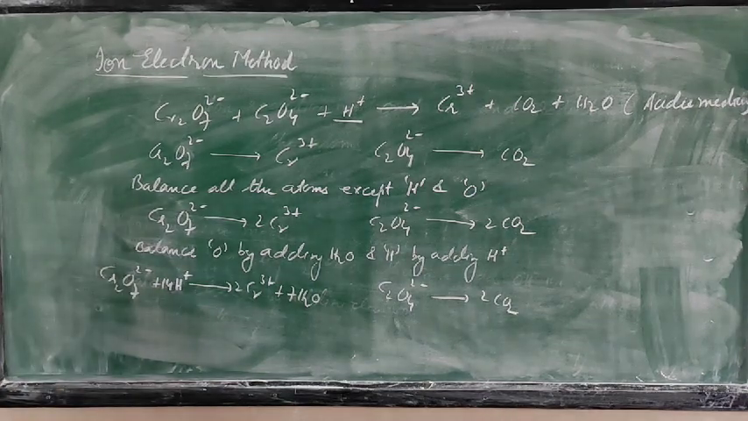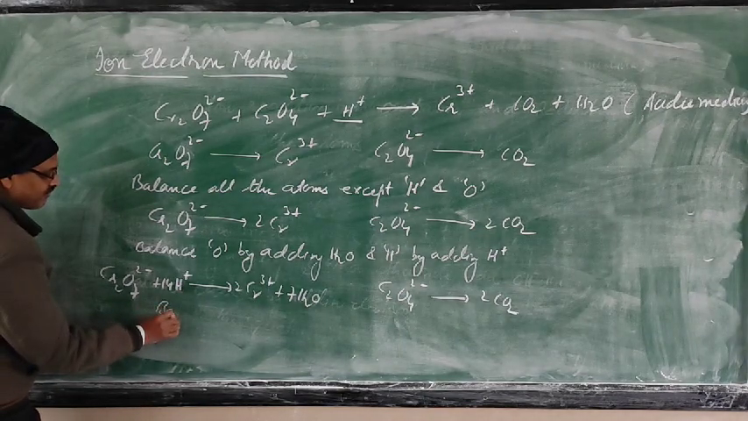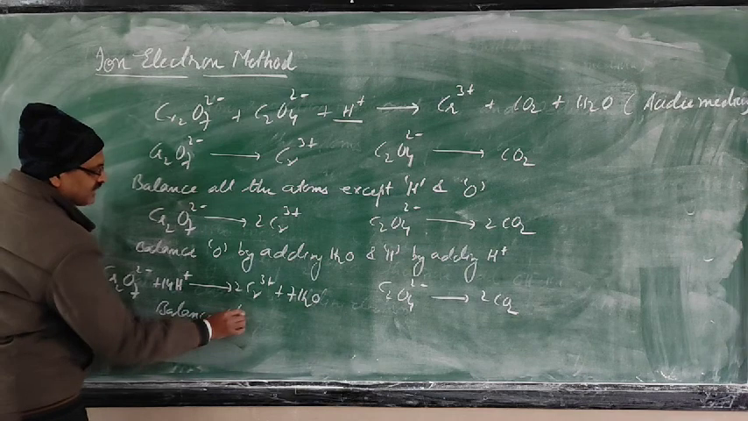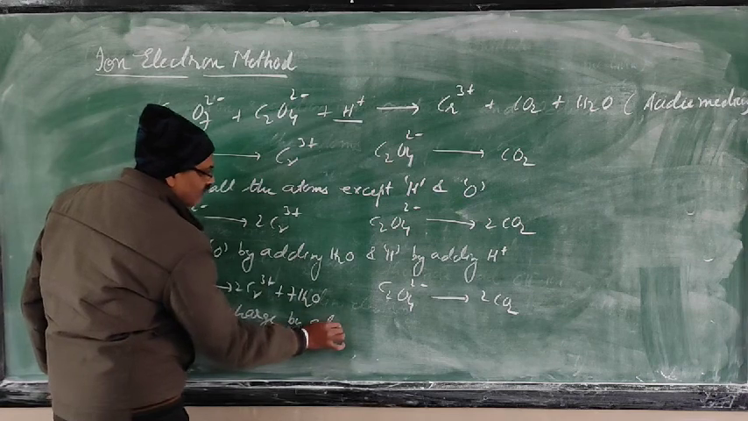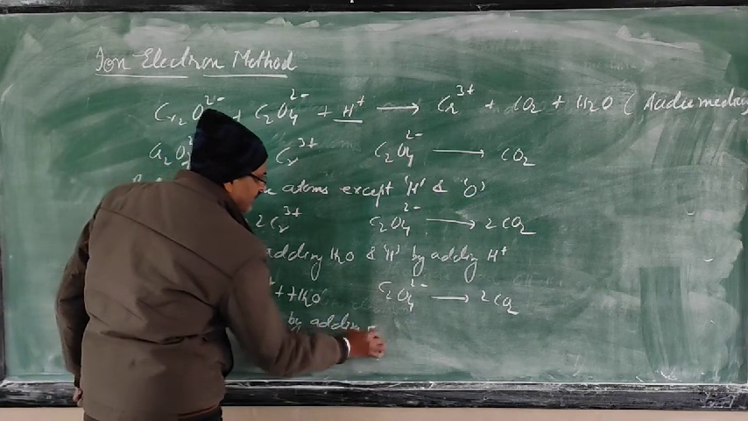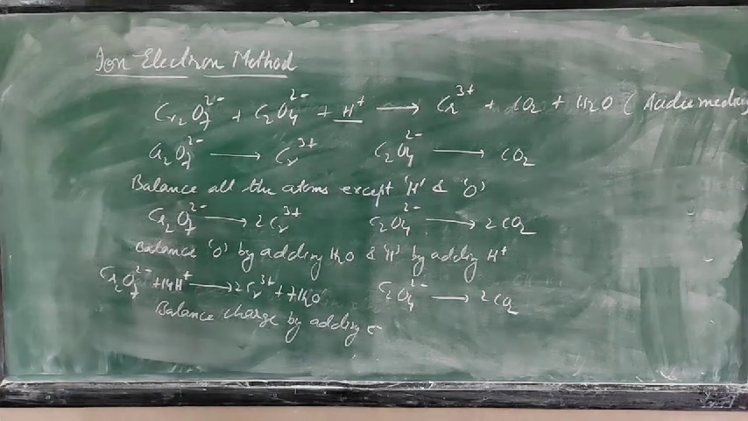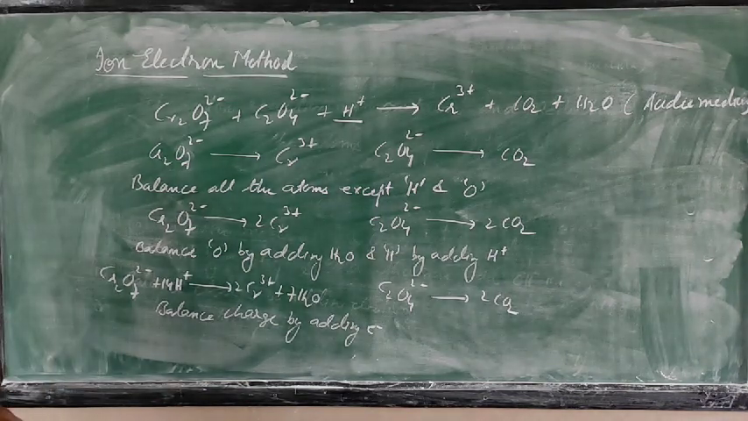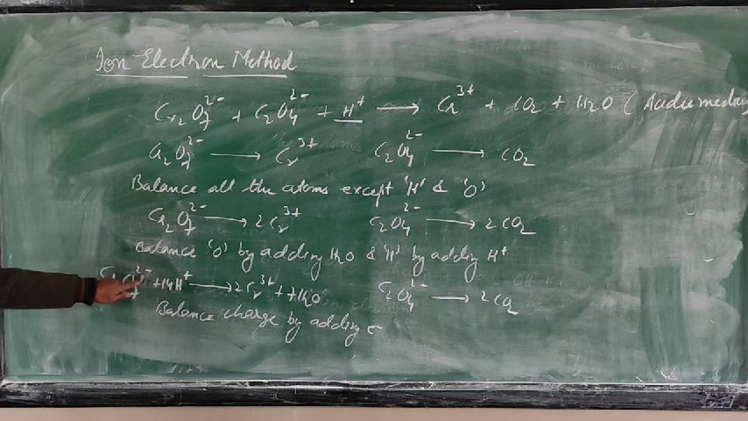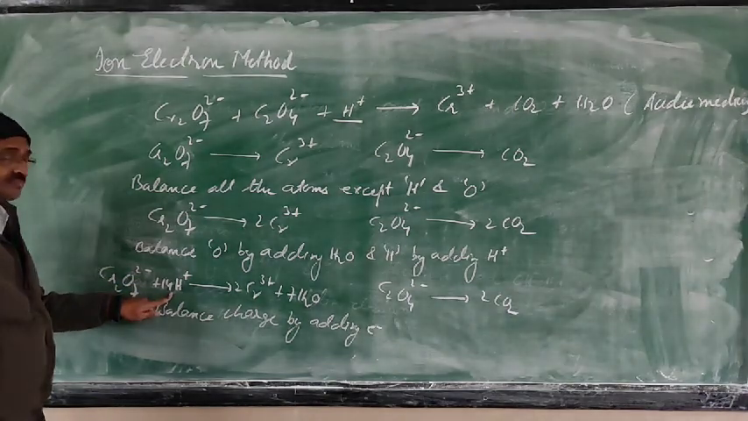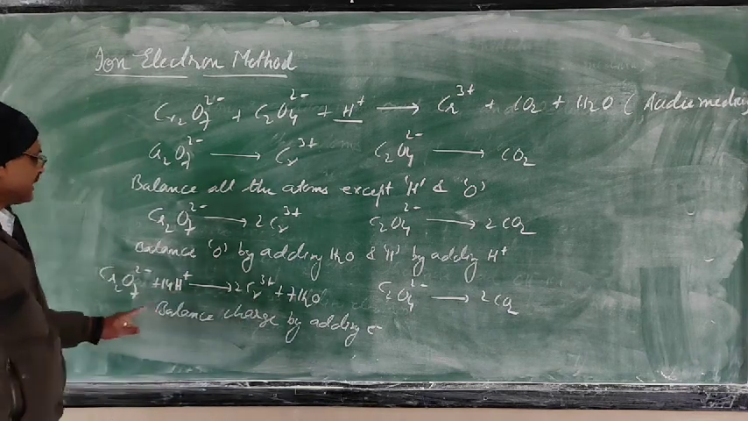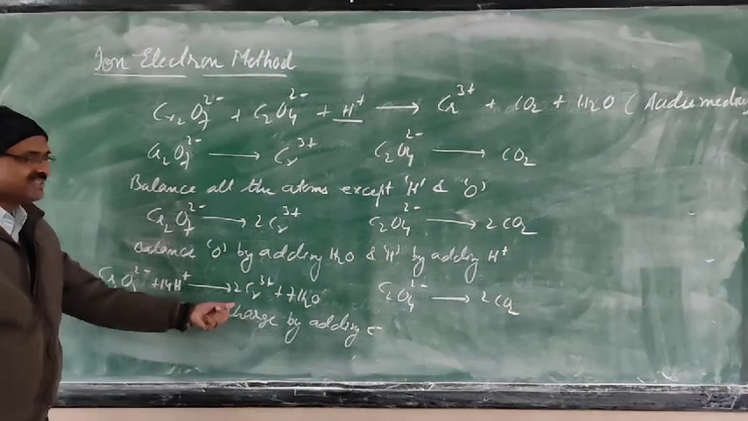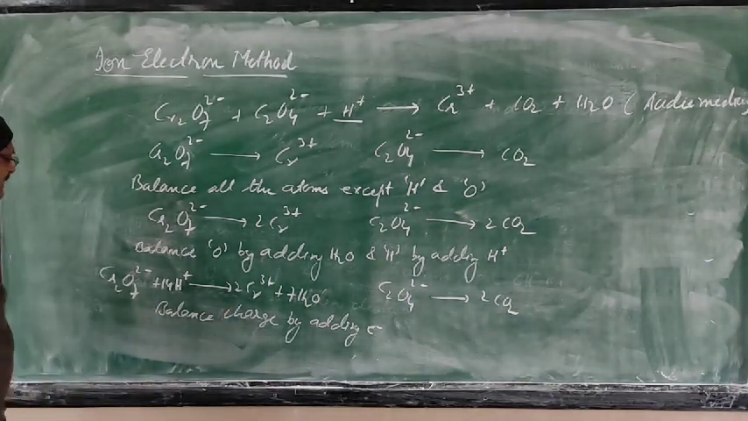Now hydrogen and oxygen are balanced. Last point, balance charge by adding electrons. Just calculate the charge here: minus 2 plus 14 gives plus 12. Here 3 times 2 is plus 6. Here plus 12, there plus 6. Then 6 electrons you can add here.